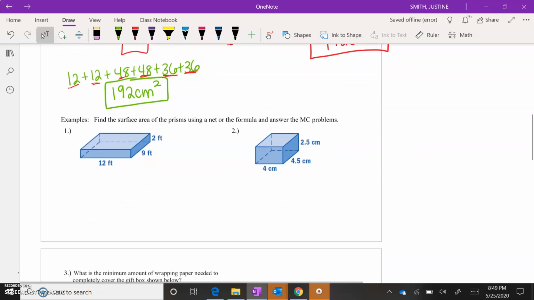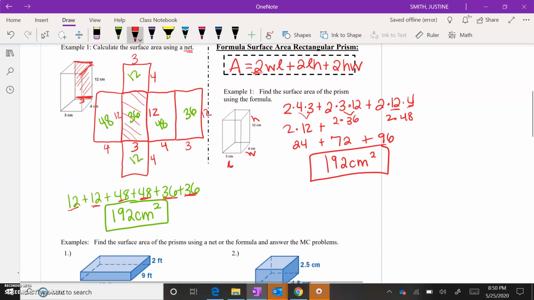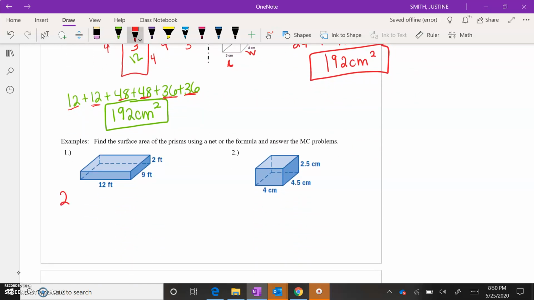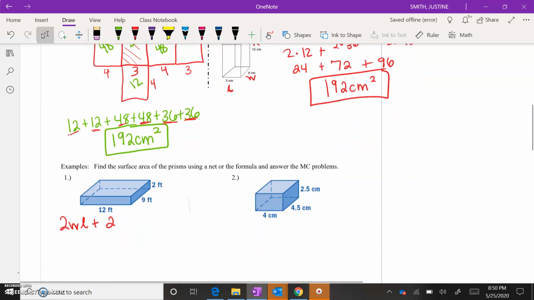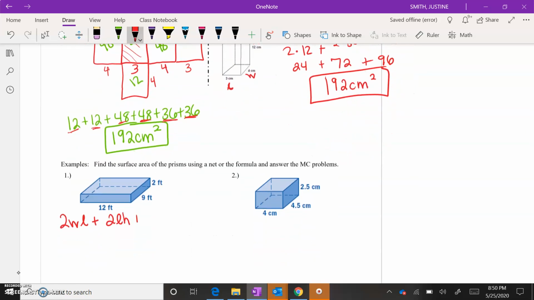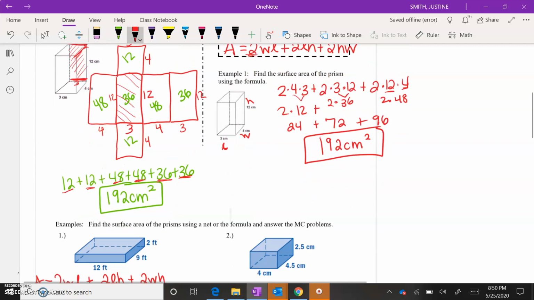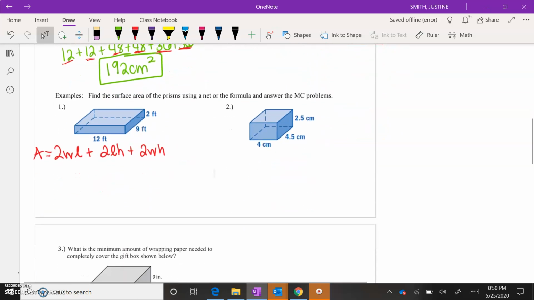Okay, so if I'm going to use the formula, that's probably going to be a little bit easier. So it says find the surface area of the prisms using the net or the formula. So again, I'm going to use the formula here. So 2 times width times length plus 2 times length times height plus 2 times width times height. Okay, and again, you can switch these around and it would be the same thing. I'm going to try to keep it the same that we used up here.